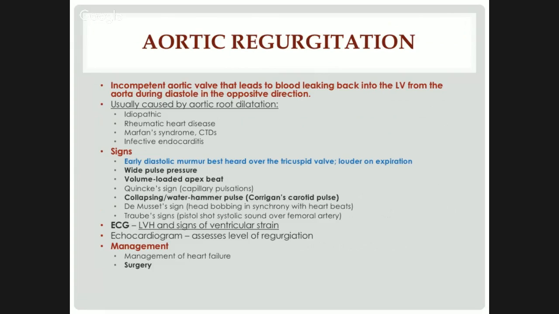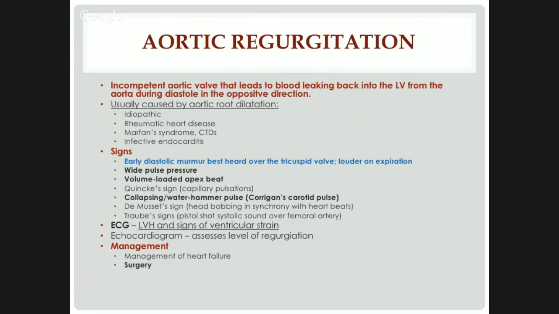It's got 1,000 eponymous signs. So Quincke sign, which are capillary pulsations, collapsing water hammer pulse, also called Corrigan's carotid pulse, de Musset's sign, where the head bobs with the heartbeat. You're not going to see this stuff. Like, it's just fun to know about. But maybe know the collapsing pulse, because that's got to do with the wide pulse pressure.